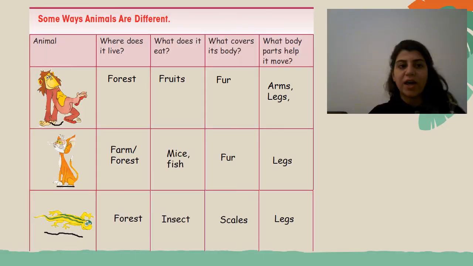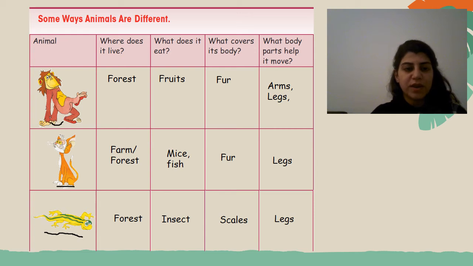Now let's fill this table together. We're going to fill it with some ways animals are different. We can see a monkey or a gorilla. Where does it live? It lives in the forest. What does it eat? It eats fruits, for example, bananas. What covers its body? Its body is covered with fur. What body parts help it move? Its arms and legs.